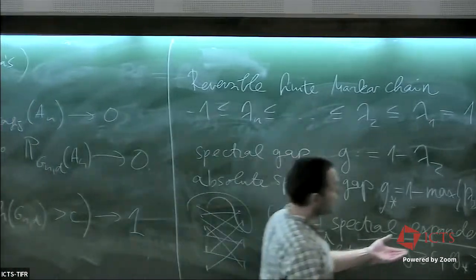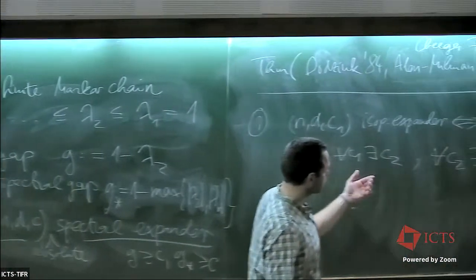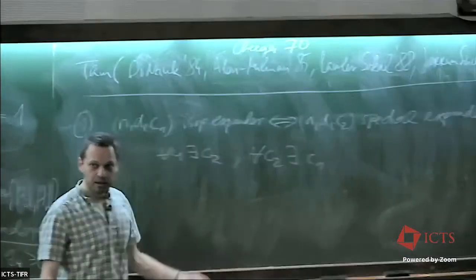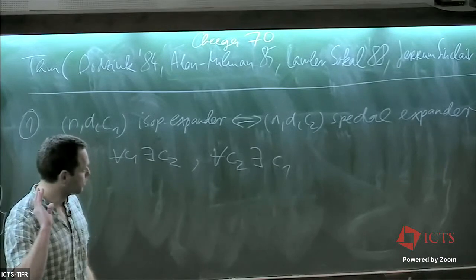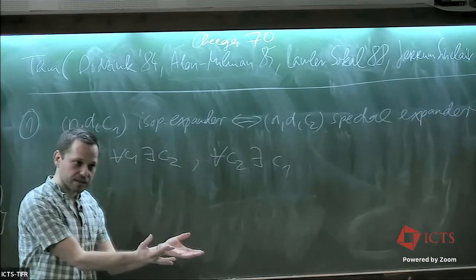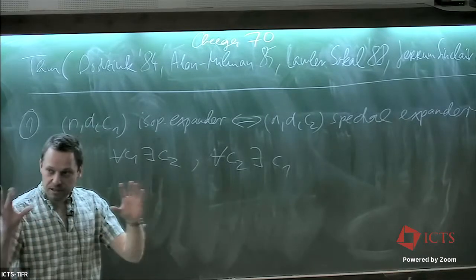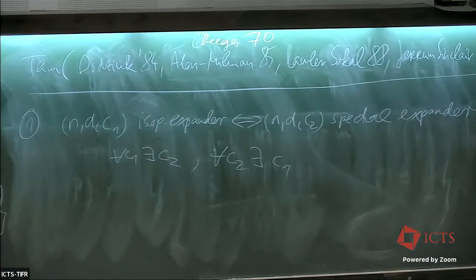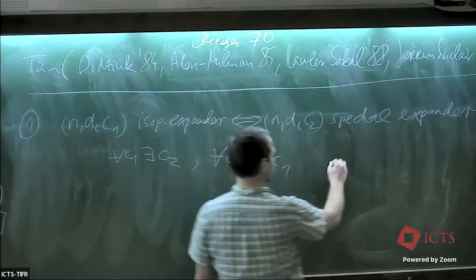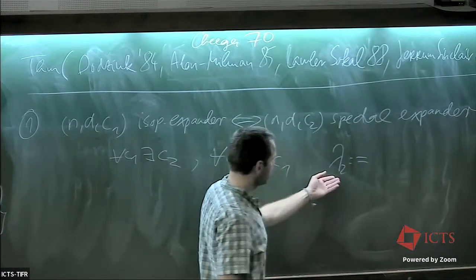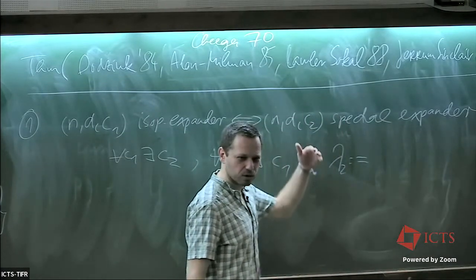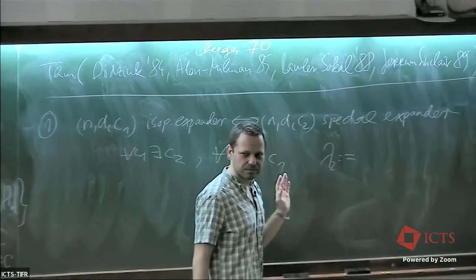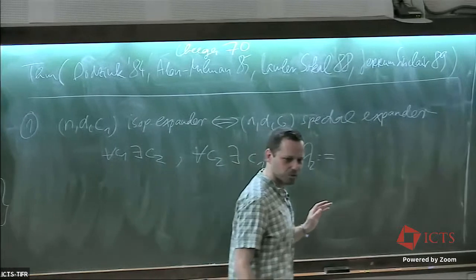If you are a bad expander, then the characteristic function of a bad set works, but you need a little modification. Because we want to estimate the spectral gap, not the highest eigenvalue but the second largest eigenvalue. For that, you can write lambda 2 as a ratio. It's called Rayleigh, Courant, Fischer.